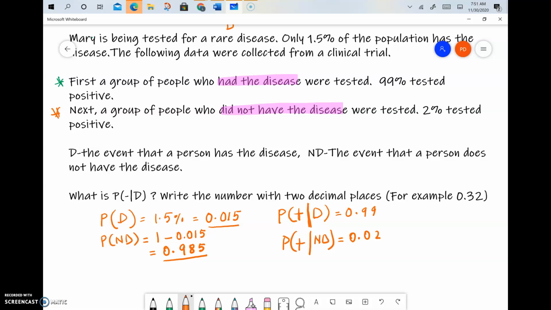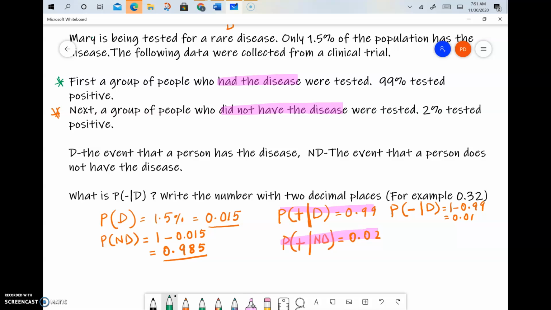Now, it was given to us that probability of positive given disease is 0.99. Now, what is the opposite or the negation of that event? It's the probability of testing the opposite, which is negative. And of course, within that group of people who have the disease. So there would be 1 minus 0.99, which is 0.01.